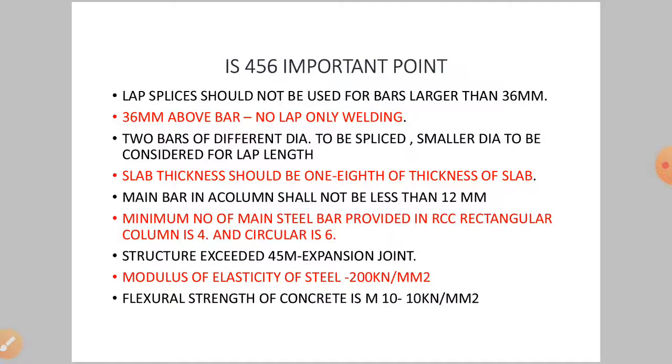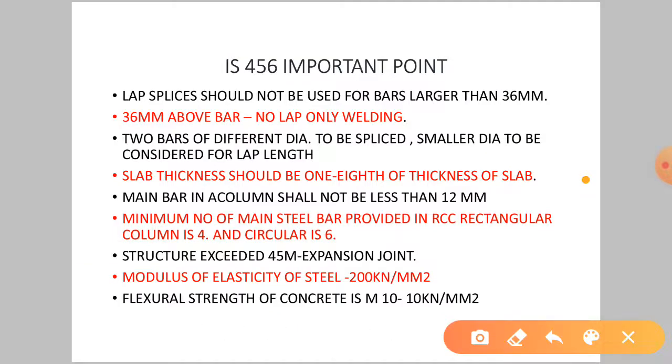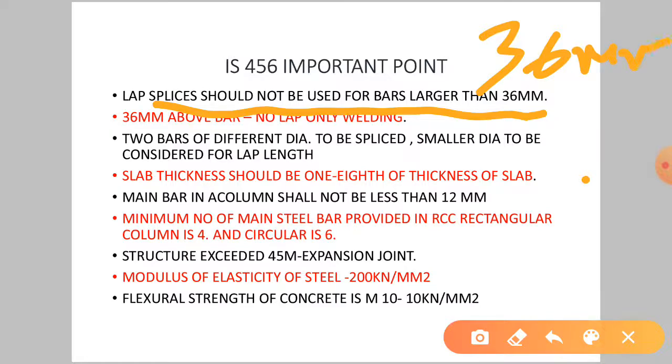IS 456 important points. Lap splices should not be used for bars larger than 36 mm. If our bar size is greater than 36 mm, then lap splices should not be used. So above 36 mm, no lap, only welding is allowed. When two bars of different diameter are to be spliced or lapped, the smaller diameter is to be considered for lap length. So in lap length calculation of 45D, we should use the diameter of the smaller bar.